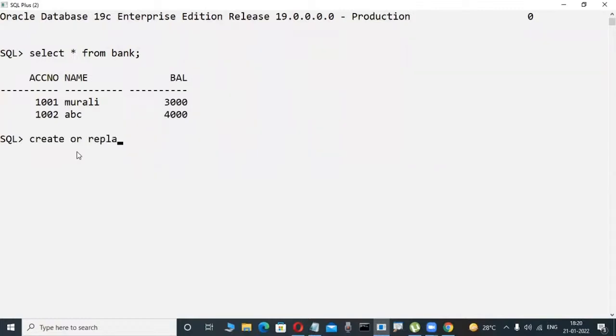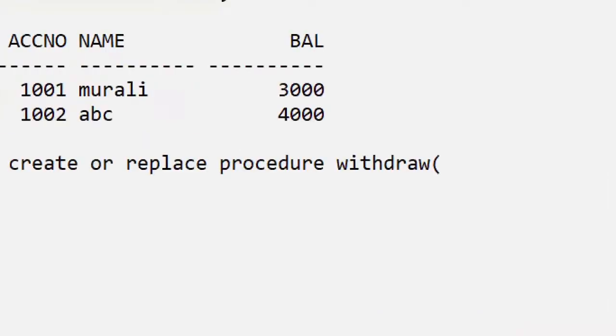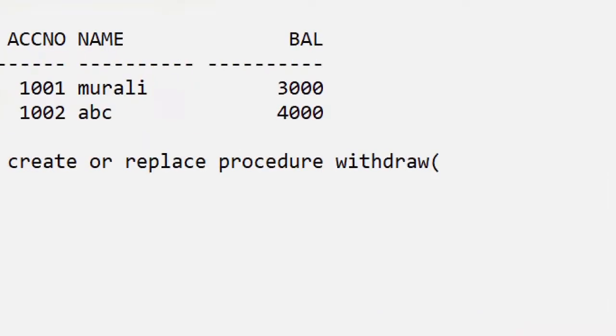Create or replace procedure. Observe here, just the execution. My procedure name is withdraw. Okay, fine. Slowly observe here. This is a table. In my project, I try to implement one small scenario only, withdraw. Actually, in big packages, withdraw, deposit, all the things are written in real time. But for now I'm giving only a small task in a procedure.